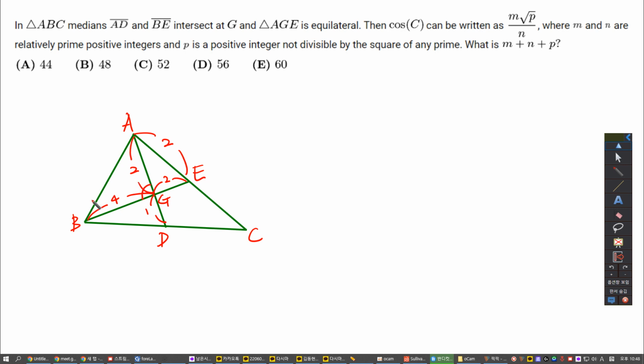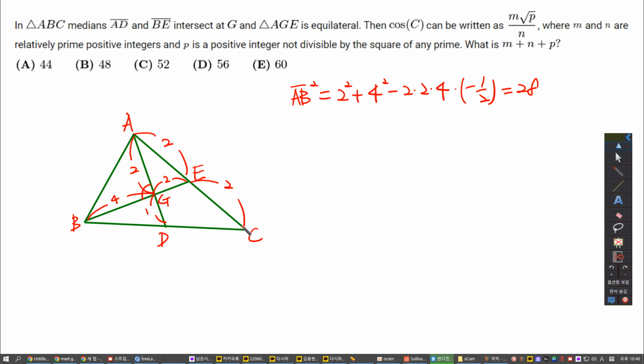So we can use the law of cosines to find the length of AB. So AB squared is, and cosine 120 degrees is minus 1/2. So that's 28. And then this one is 2 because E is the midpoint. So the length of AC is 4.